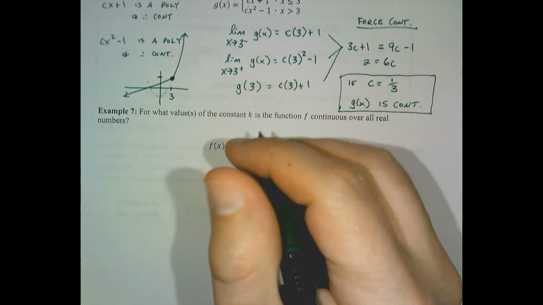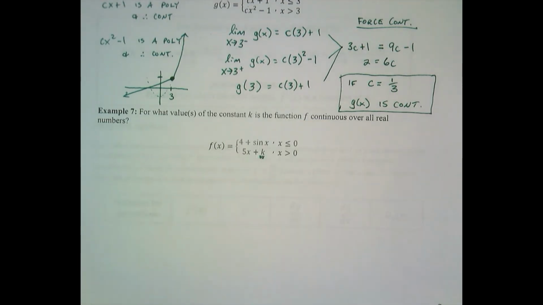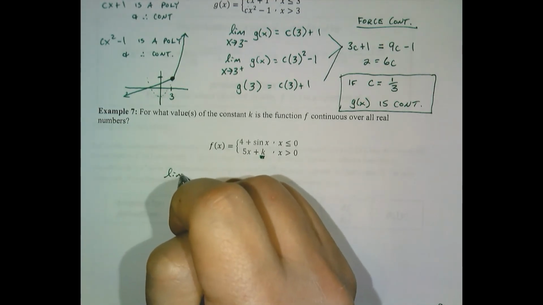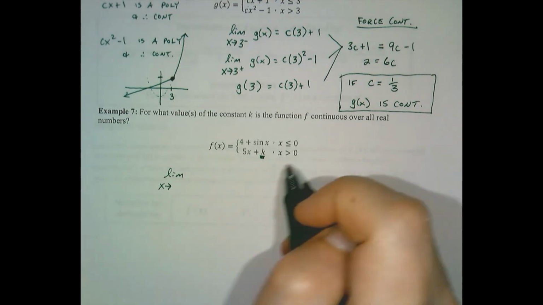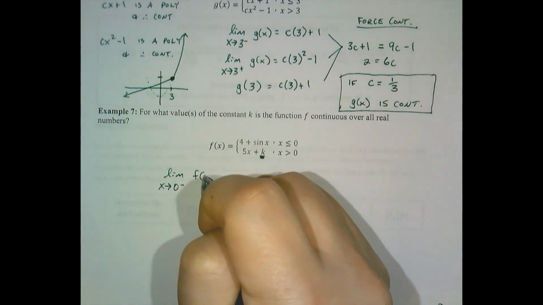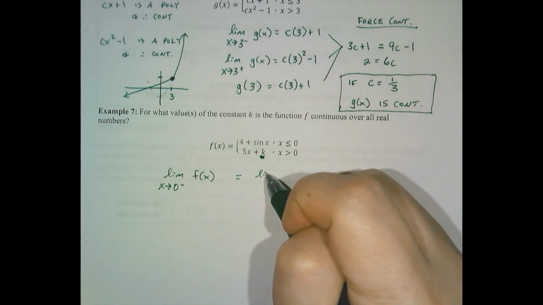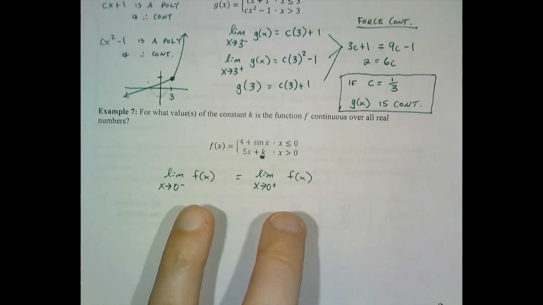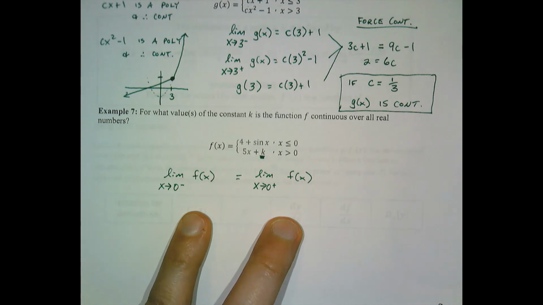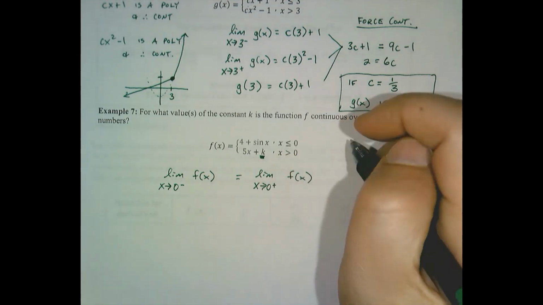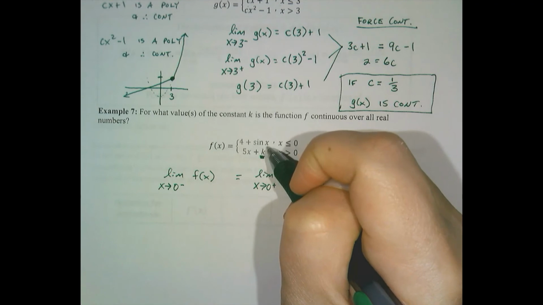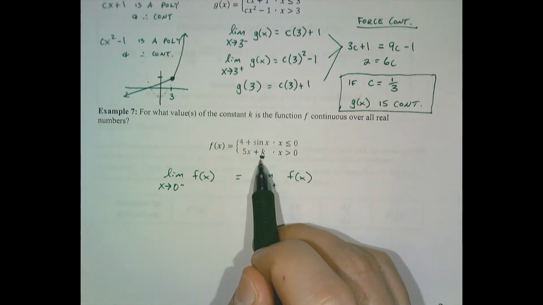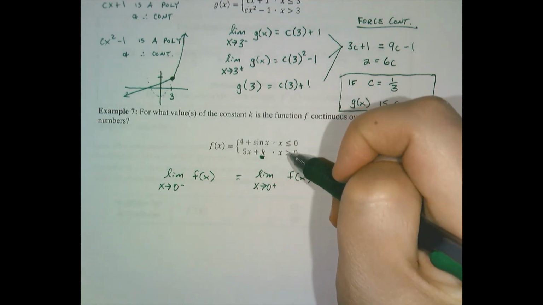In this case, we're trying to find the value of k that makes the function continuous. So I'm going to say the limit as we approach 0 from the left has to equal the limit as we approach 0 from the right. If these two are equal, then we have a continuous function. Because the top is a sinusoid and therefore continuous everywhere, and the bottom is a polynomial and therefore continuous everywhere. So we need only look at the jumping point.